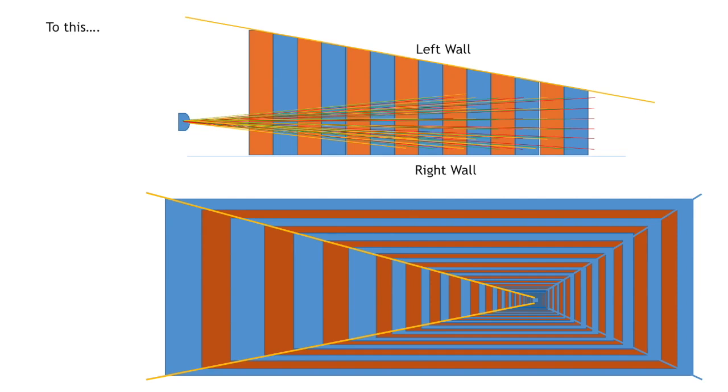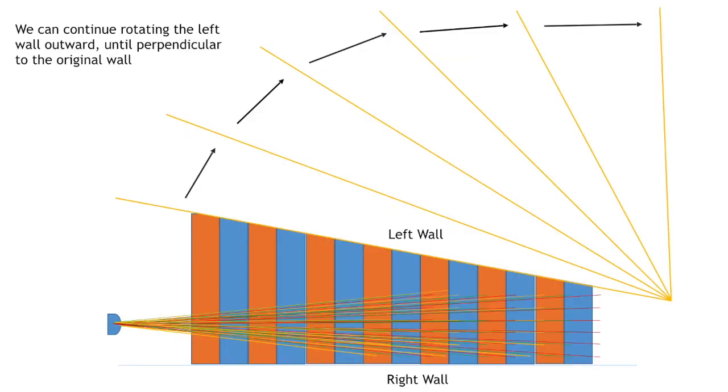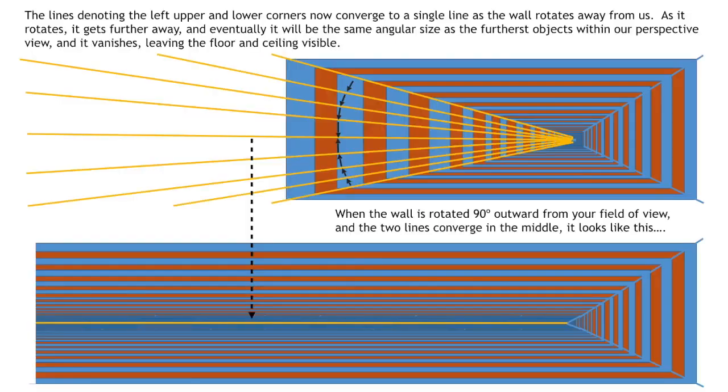And you can model this for yourself just using rectangles and some lines. It's fairly straightforward. So we can continue rotating the left wall outward until perpendicular to the original wall. So we're just going to continue rotating this wall outward and outward and outward, and we're going to see what happens to our perspective view.